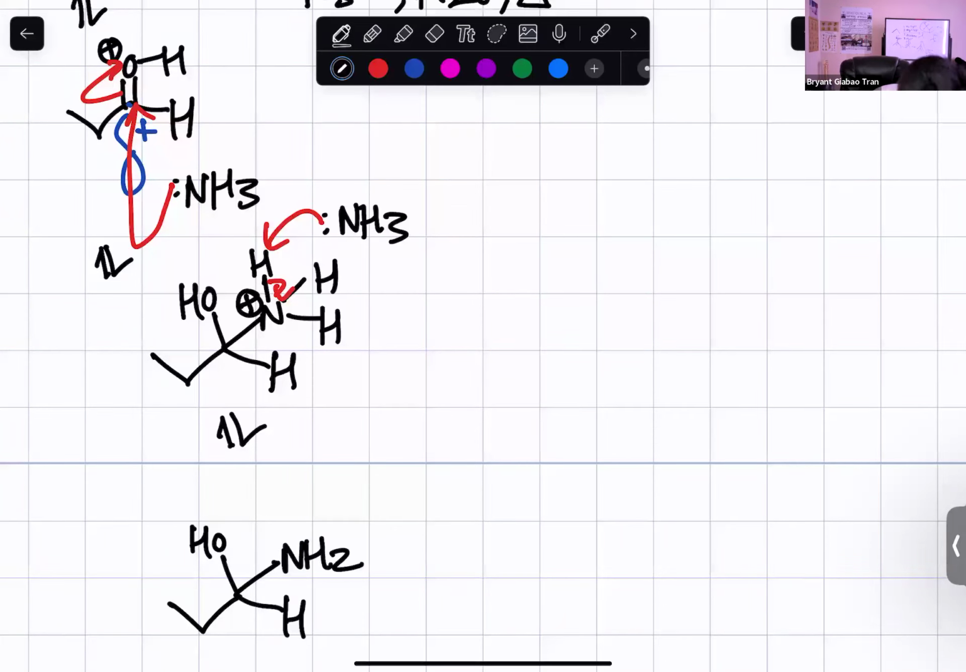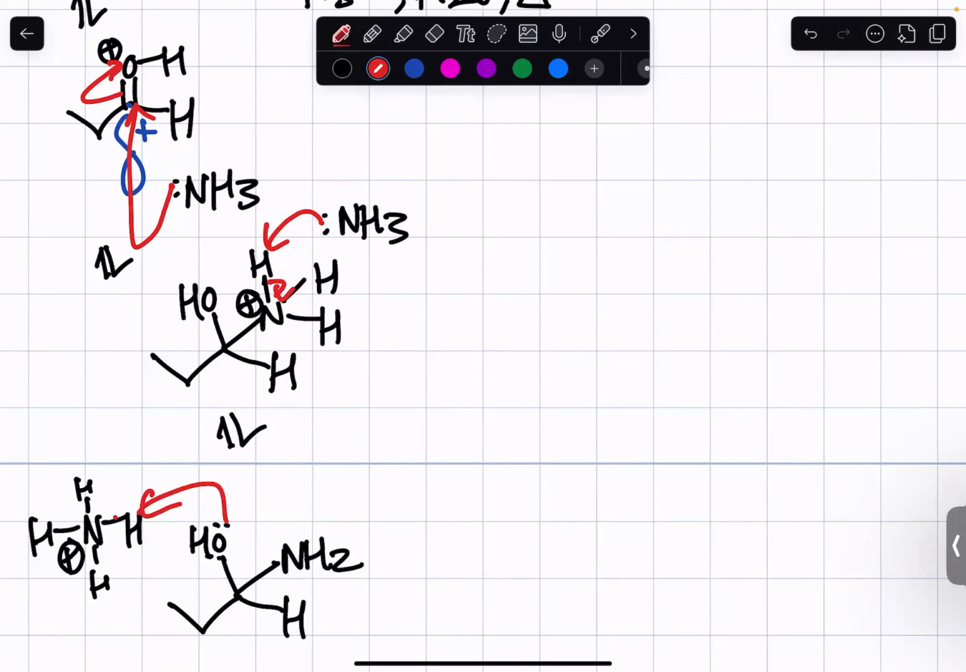Now that's neutral. How can we make this old group, the OH, into a good leaving group? We have to protonate it. Yep. And we could use ammonium ion, the one that we just formed, or trace acid in the environment.